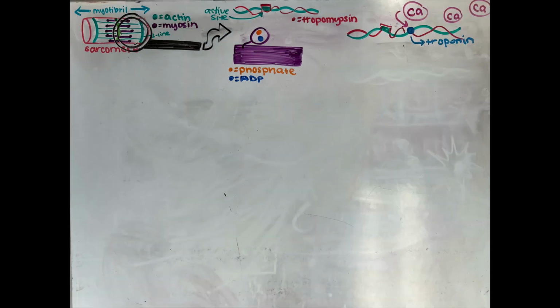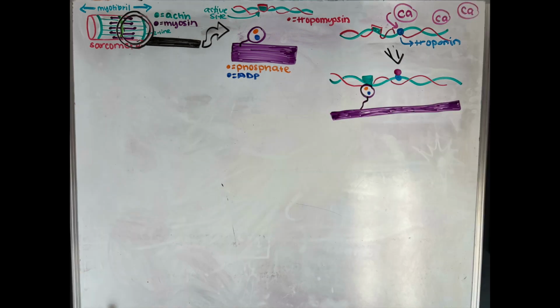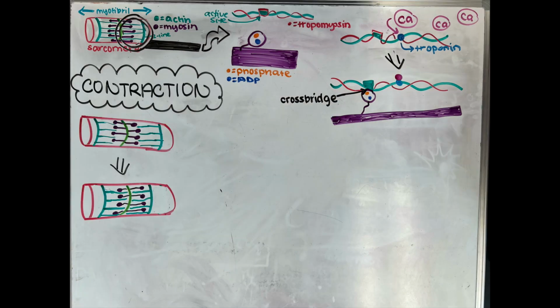However, when calcium is released from the terminal cisternae thanks to your action potential from before, the calcium acts similarly to the ACH from before. The calcium ions bind to the troponin, which are proteins that act as the lock, causing the tropomyosin to move out of the way, revealing the active site. The myosin heads then shoot up and attach to the active site on the actin. This forms the cross bridge between the actin and the myosin. The myosin head then bends inward, pulling the actin along the myosin, causing contraction.